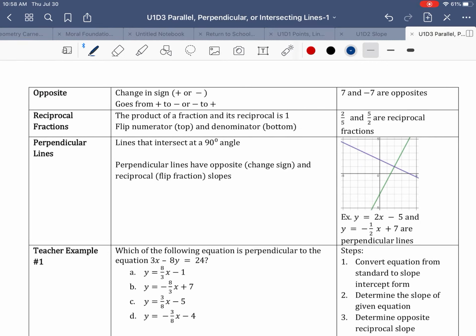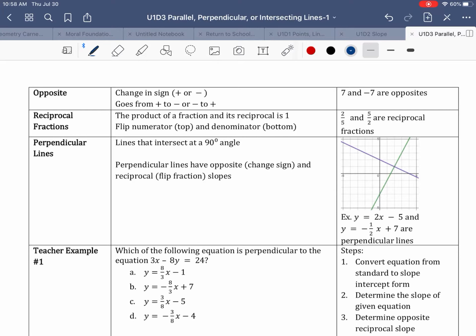If we talk about opposite, we're talking about a change in the sign, so going from positive to negative or negative to positive, right? 7 and negative 7 are opposites. A reciprocal fraction is when you flip the top and the bottom of the fraction, so that when you multiply those two values, you get 1.